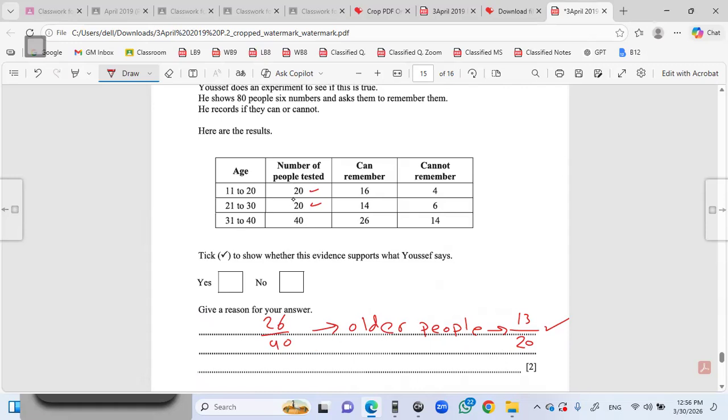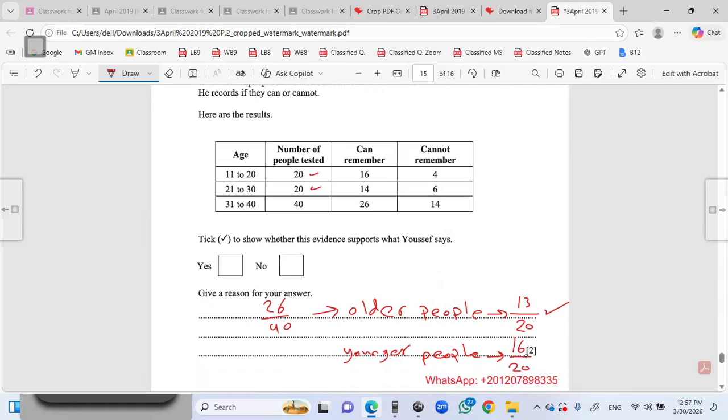What about the others? The younger people, they are 16 out of 20. So who memorizes better? Those who can memorize better are actually more in the younger people. So no, it does not support it because older people are 13 out of 20 and younger people, 16 out of 20 could memorize, which is bigger. So no, this evidence does not support.